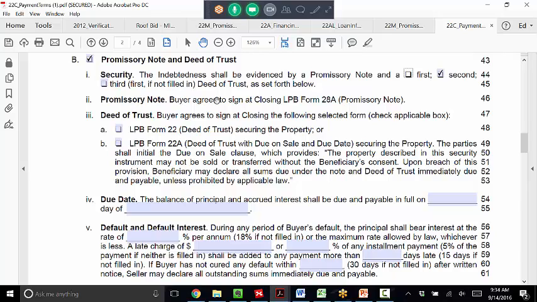All right? B2, promissory note. Buyer agrees to sign at closing the board form 28A, which is a promissory note. We'll cover that in a separate video. B3, deed of trust. Buyer agrees to sign at closing the following selected form. There's only two of them, and the difference is one has a due on sale clause.